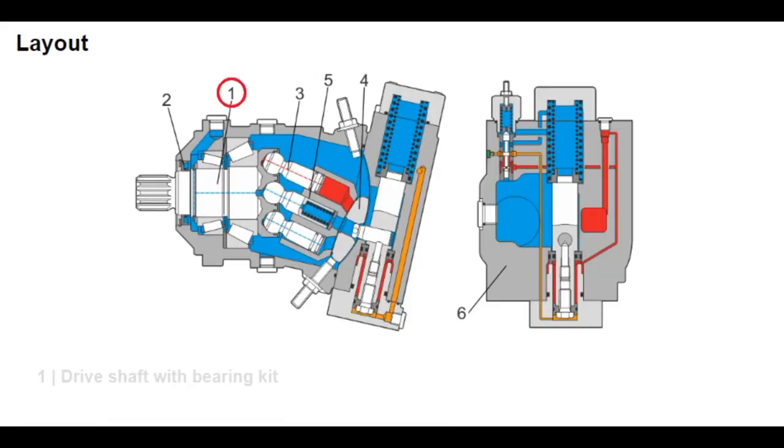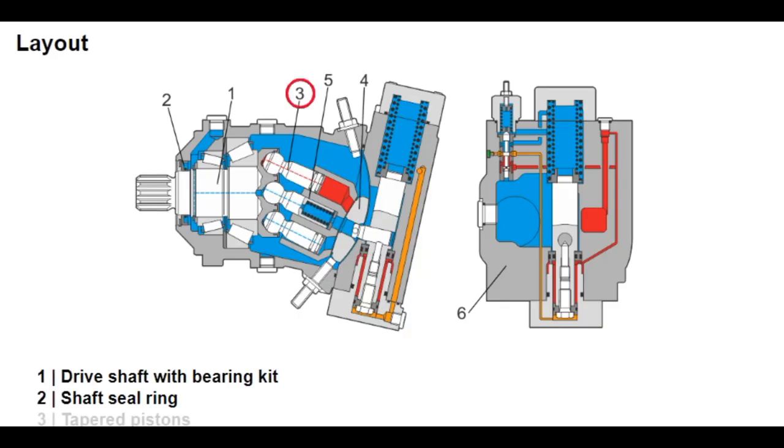The bearing kit that absorbs axial and radial forces sits on the drive shaft 1. A shaft seal ring 2, a snap ring, and a supporting disc installed in the one-piece housing are used to seal the pump. The one-piece tapered pistons 3 catch the cylinder without the need for a drive shaft. The spherical surface of the lens plate 4 provides torque-free support for the cylinder 5.